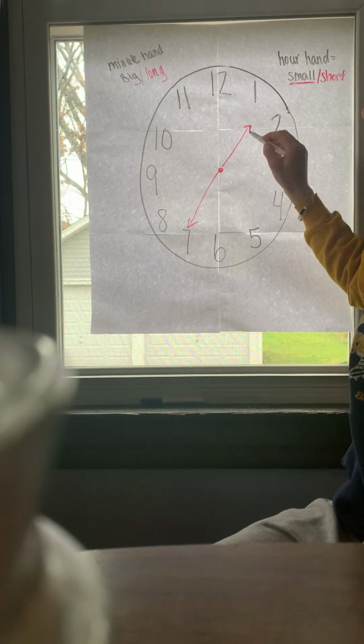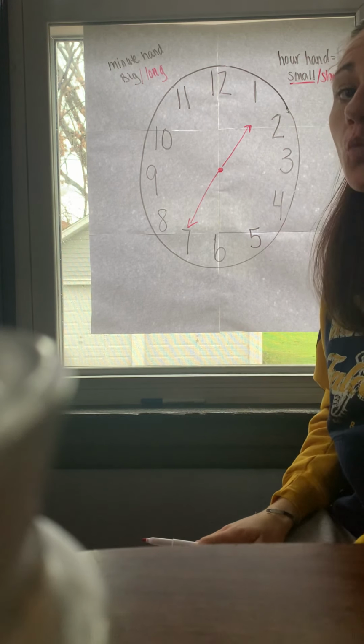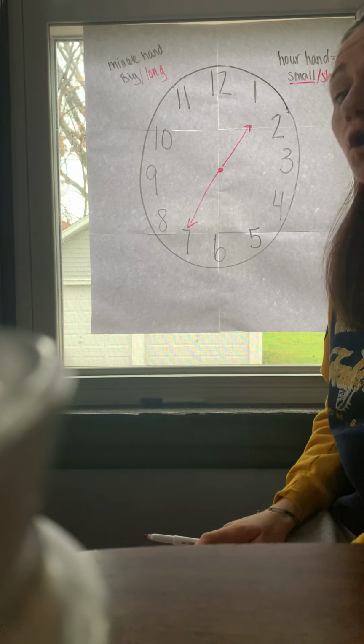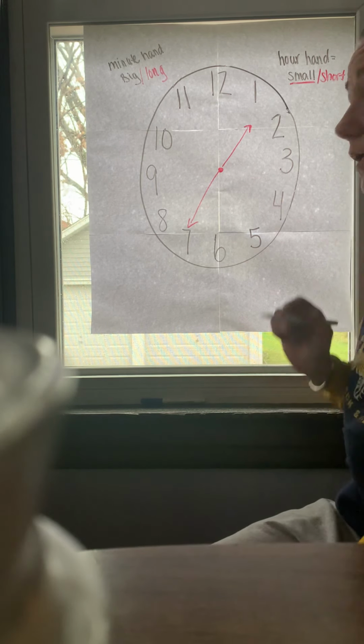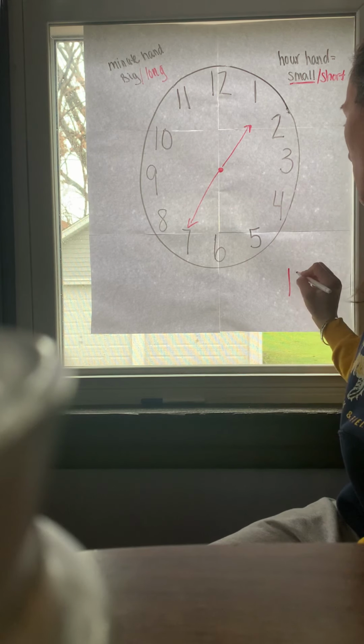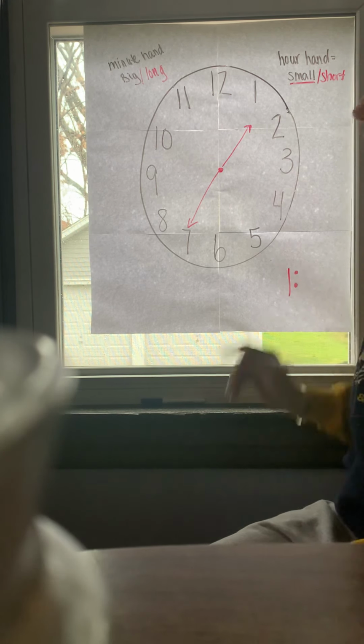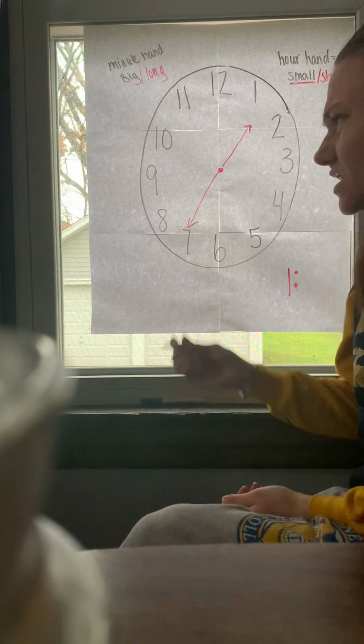If you remember, when the hour hand is pointing between two numbers, we always choose the smaller number. So the smaller number between 1 and 2 would be 1. So I know that my hour is 1 o'clock, or 1 so far. But what does the 7 mean?